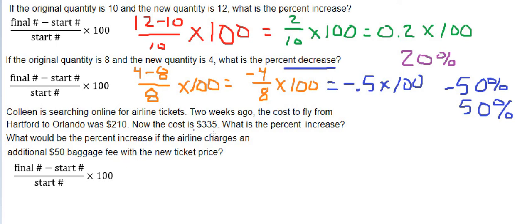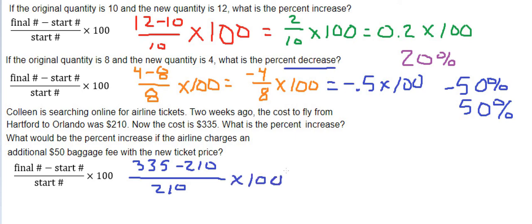So the final number right now will be 335. So we're going to have 335 minus 210 over the starting number, which is 210. And we're going to multiply that by 100. So 335 minus 210 is 125. We have 125 over 210. Then we're going to multiply that by 100 to change it to a percent.